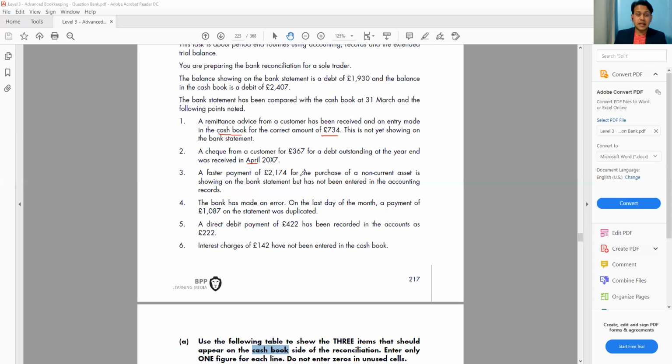Once I receive the check, I already update my book, so I cannot do more than that. I give it to the bank, so the next job is for the bank to clear the money. So it's not something I can do. This is not even relevant to the cash book.